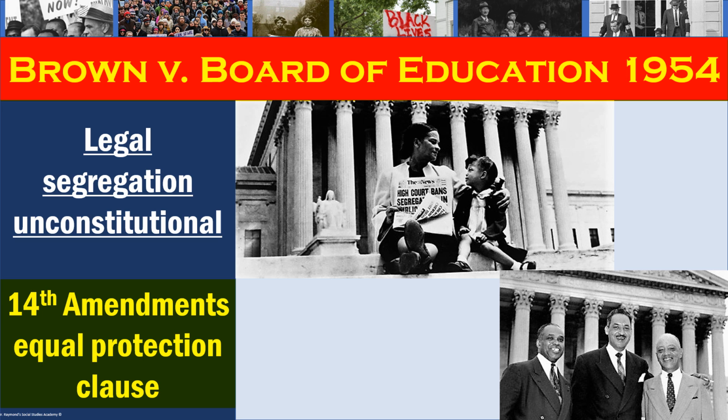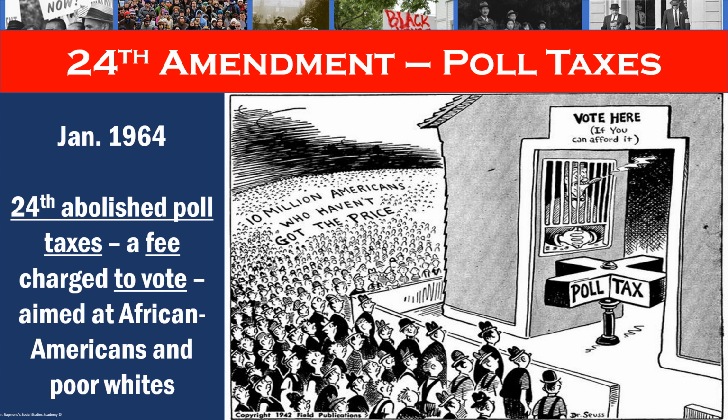A major breakthrough Supreme Court case, Brown versus the Board of Education of Topeka, Kansas, in 1954, utilizing the 14th Amendment's Equal Protection Clause, declared segregated schools unconstitutional, creating a legal precedent to challenge all racially segregationist laws. But the fight for racial equality was far from over.